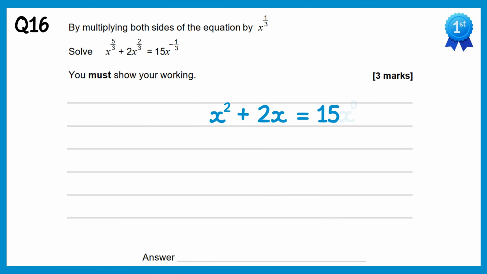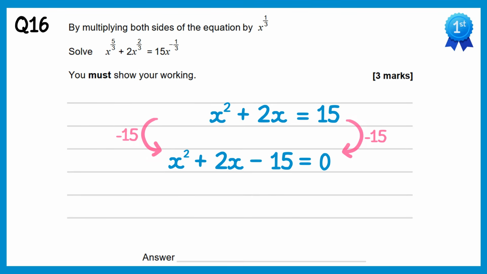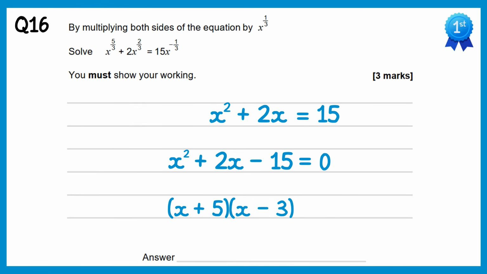Now we can subtract 15 from both sides, so we get x squared plus 2x minus 15 equals 0, and this one factorizes. So (x plus 5)(x minus 3) equals 0, and you get two solutions, x equals negative 5 and x equals positive 3.